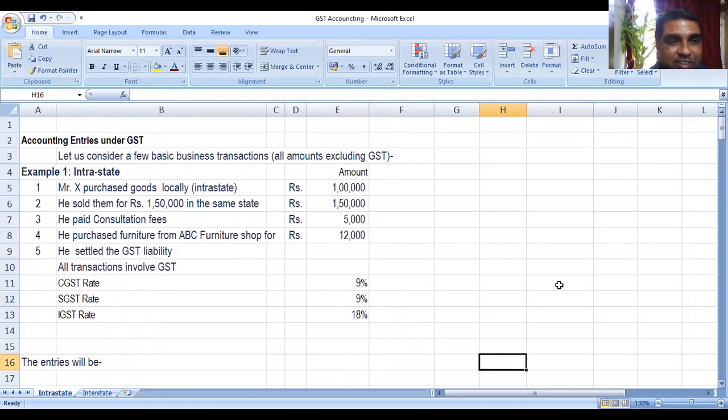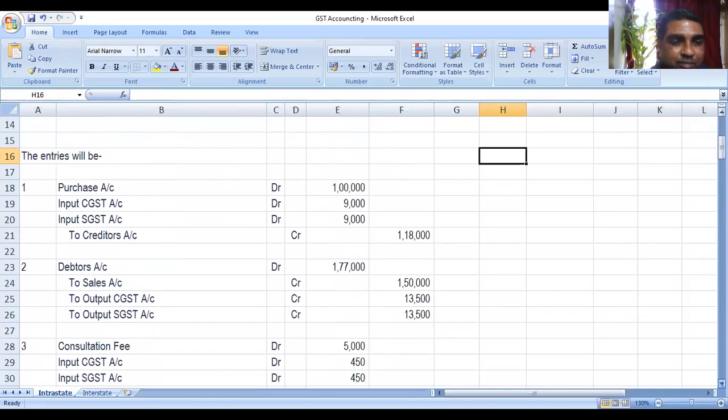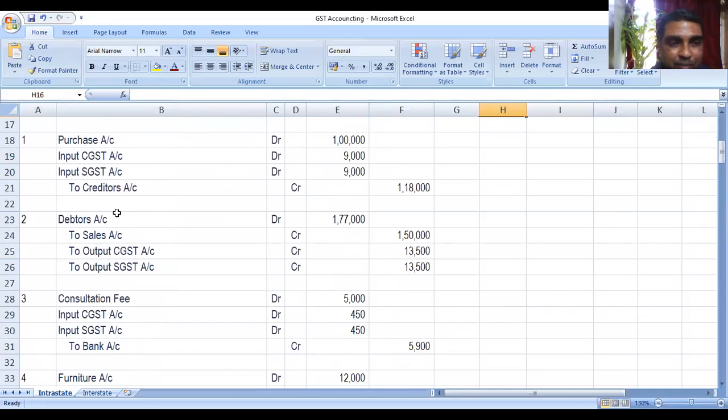What is the next entry? Sold them for 1,50,000 rupees. We are assuming it's a credit sale, so I'm saying debtors amount. How much amount will be debited? It depends upon the GST charges. But sales I am recognizing at 1,50,000. Try to understand, sales will be recognized as 1,50,000.